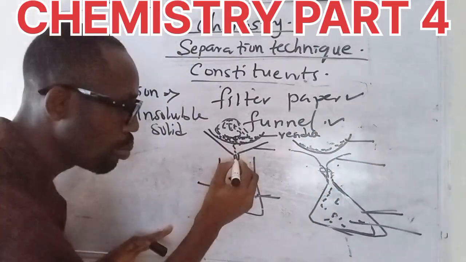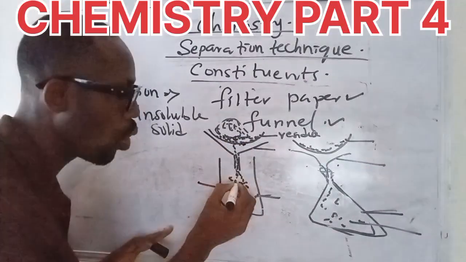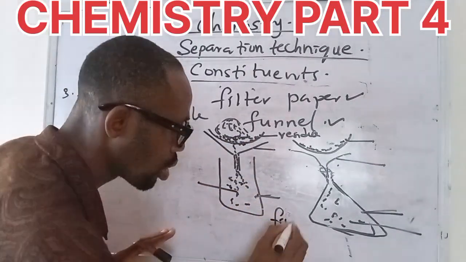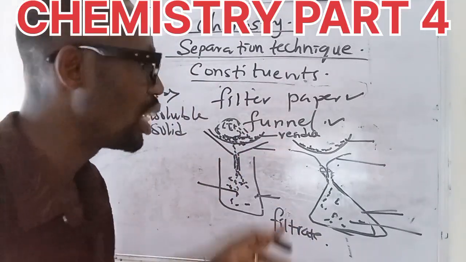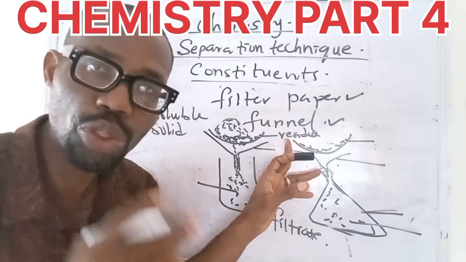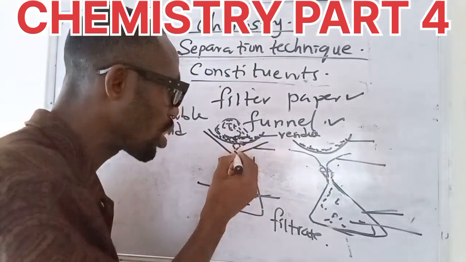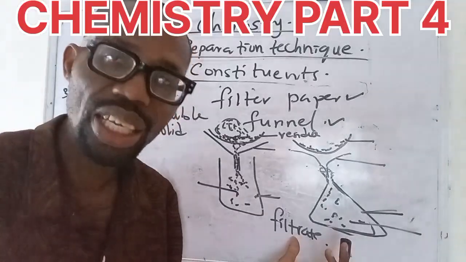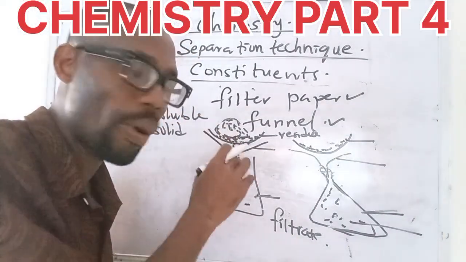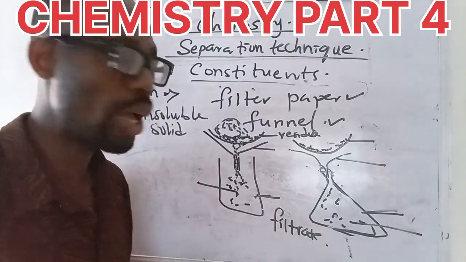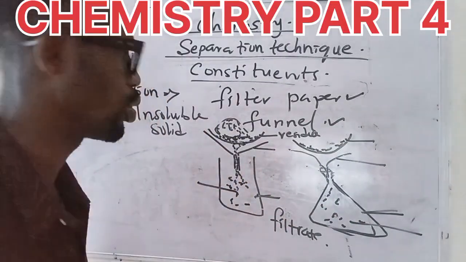While the liquid part of the mixture that has passed through the filter paper is called filtrate. So take note: residue and filtrate. The residue represents the insoluble solid that cannot go through the pores of the filter paper. And the filtrate represents the liquid part of the mixture that has passed through the tiny holes of the filter paper into the beaker or the conical flask. So with this, we've been able to explain what filtration is all about.